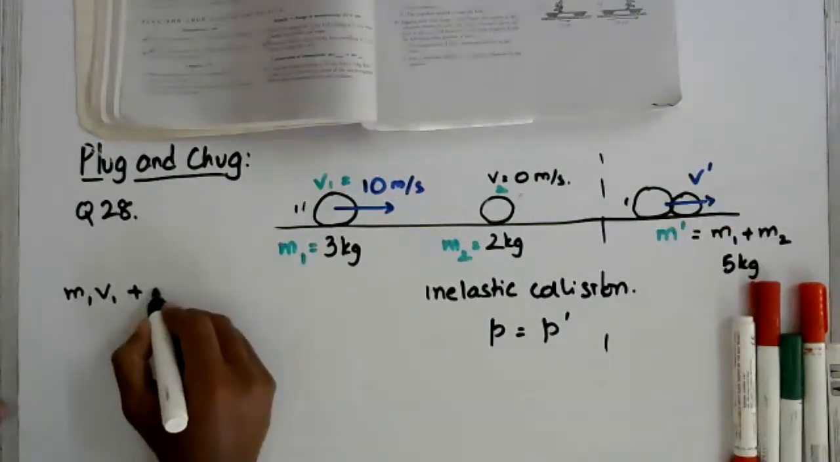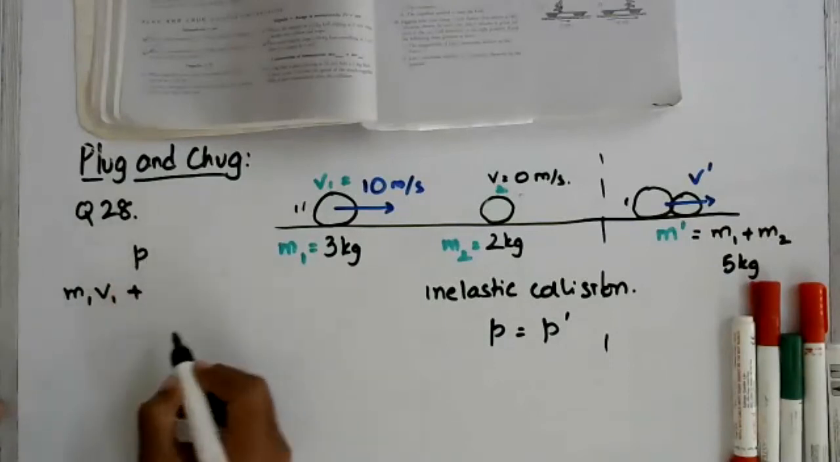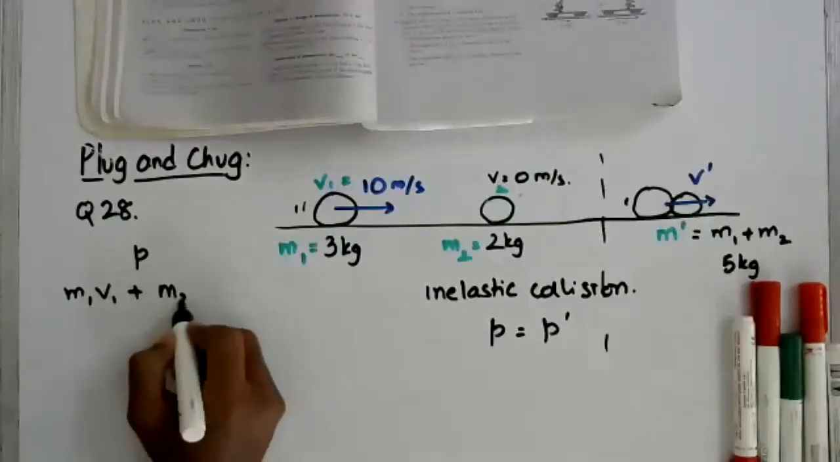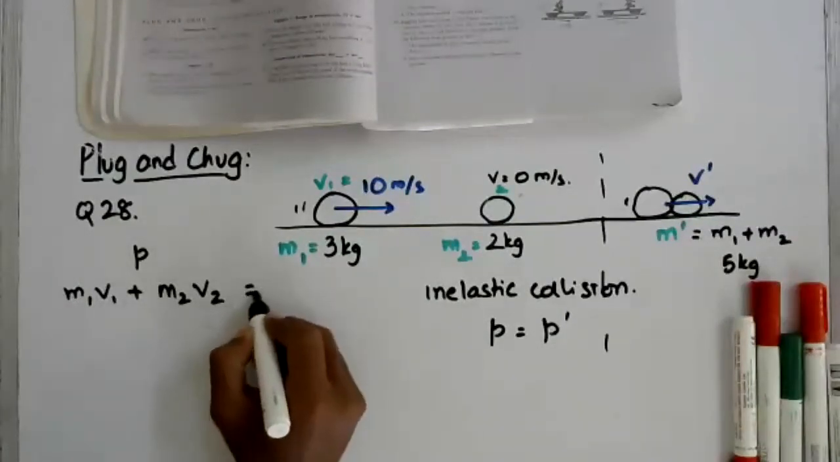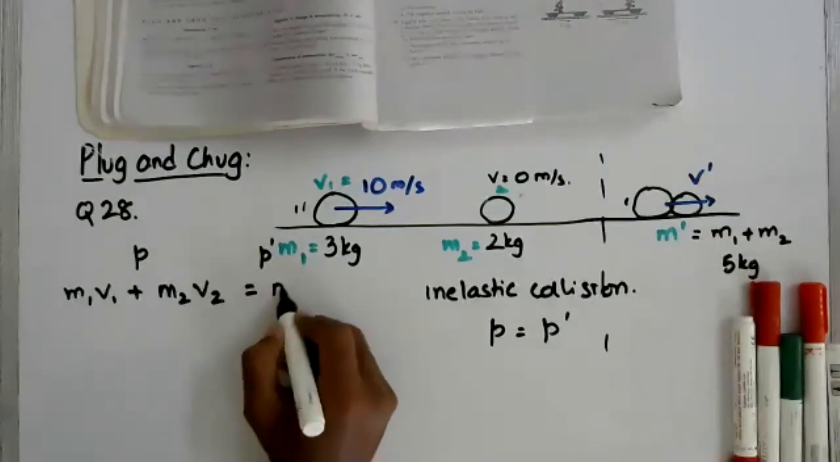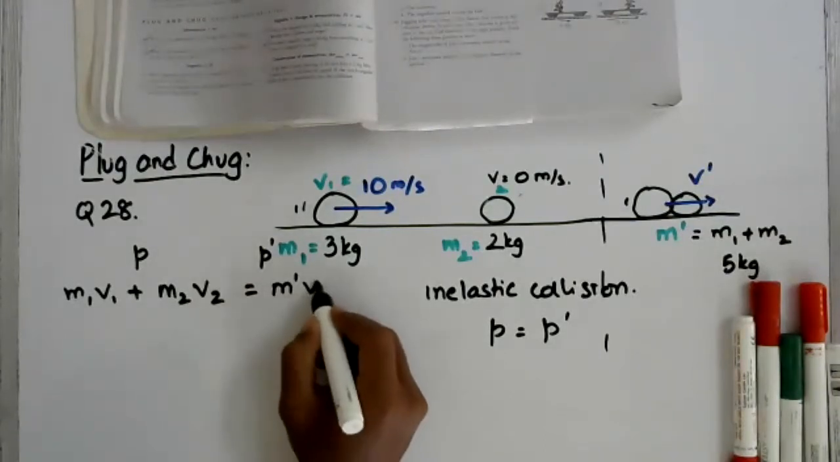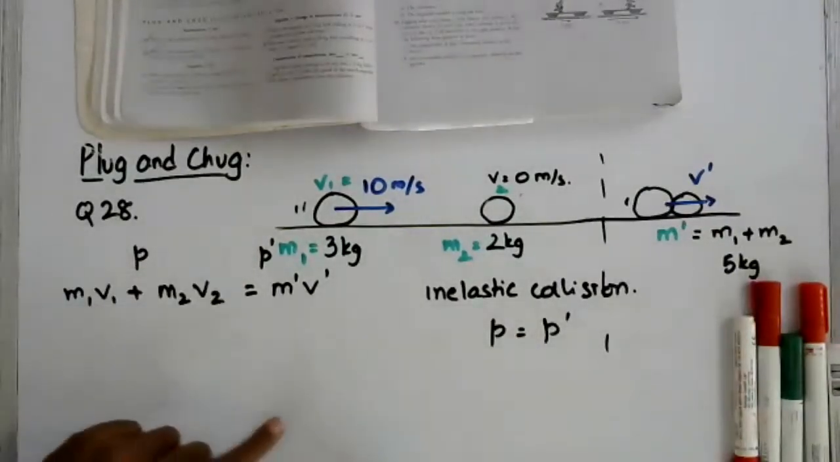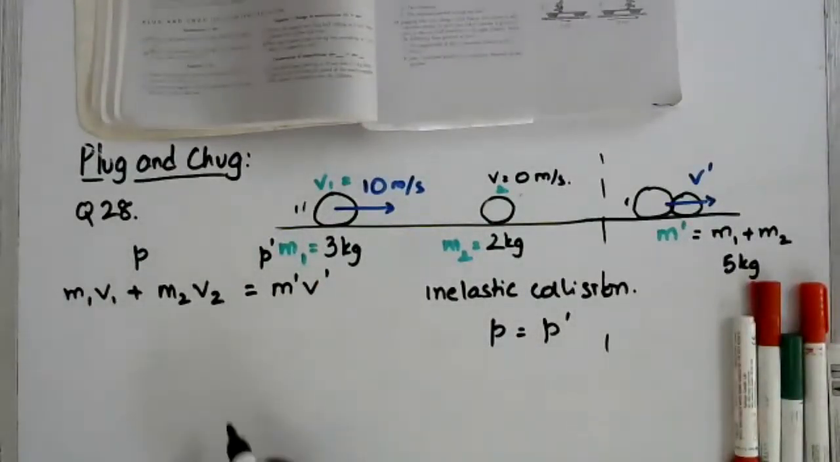This is before, P. It will be M1 V1 plus M2 V2, equal to, this is your P prime, M prime V prime. Now all the numbers are there, the equation is there, start substituting.